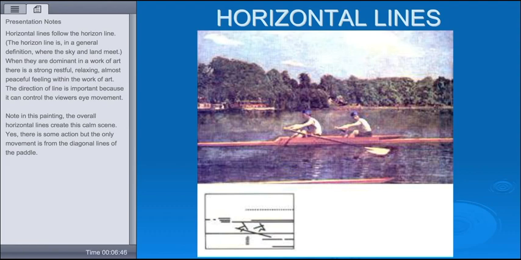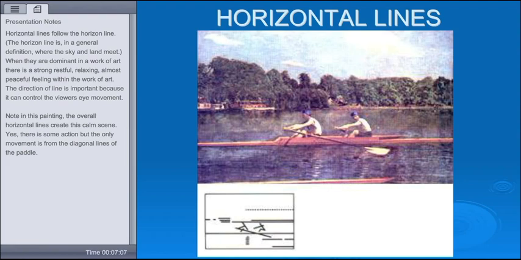So look at this painting and see where the sky and the land meet. When they are dominant in a work, that is the horizon or the horizontal line, there's a really strong, resting, relaxful, almost peaceful feeling within the work of art. The direction of the line is important because it controls the viewer's eye movement.